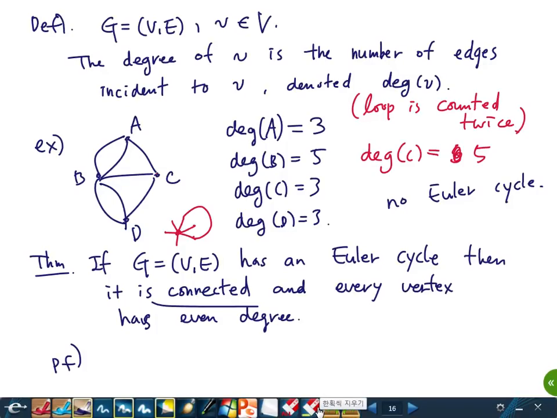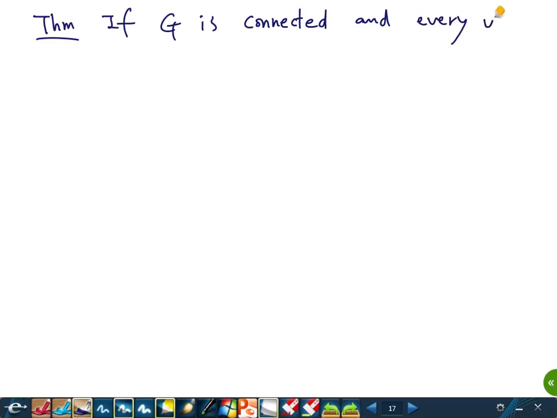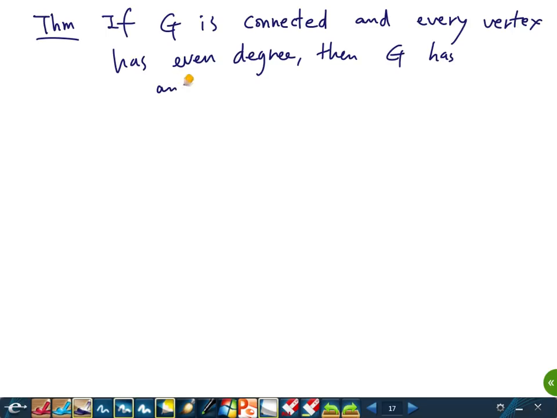But this is just one part of the theorem, basically. The more interesting feature of this theorem is that the converse is also true. If this happens, then there is an Euler cycle. So let me write that on the next page. The converse of the previous theorem is also true. If G is connected and every vertex has even degree, then G has an Euler cycle.